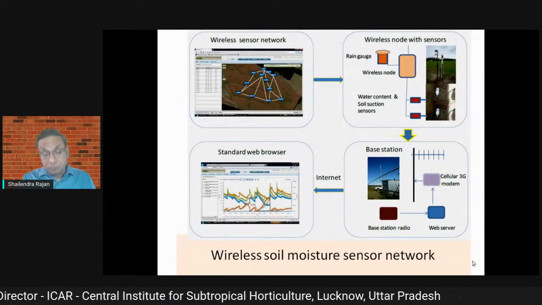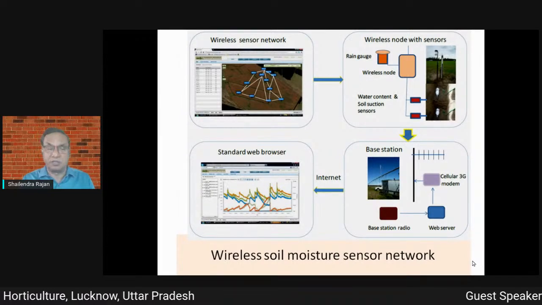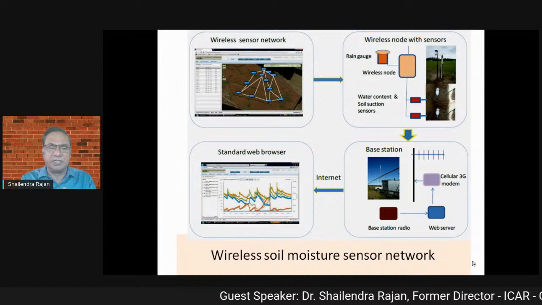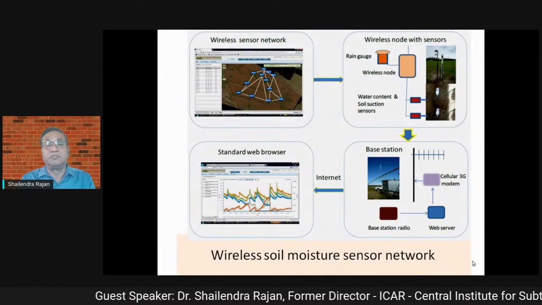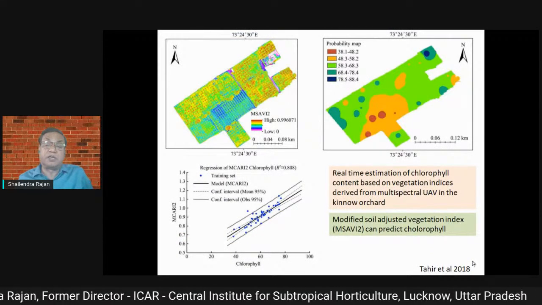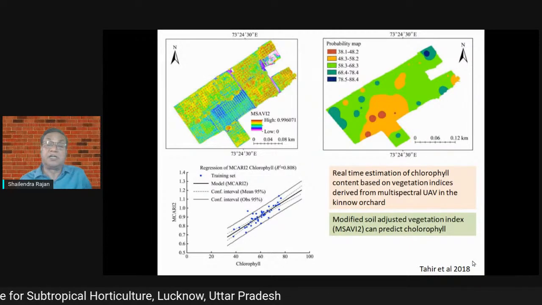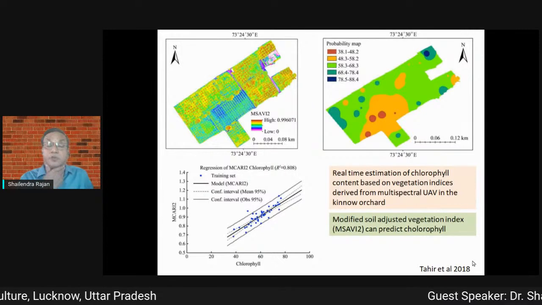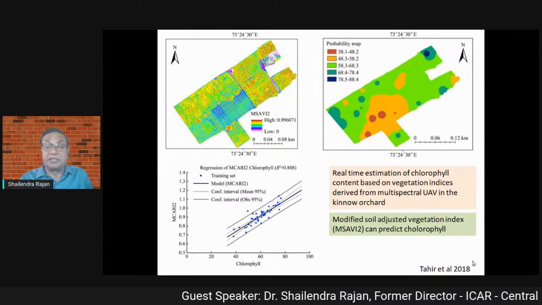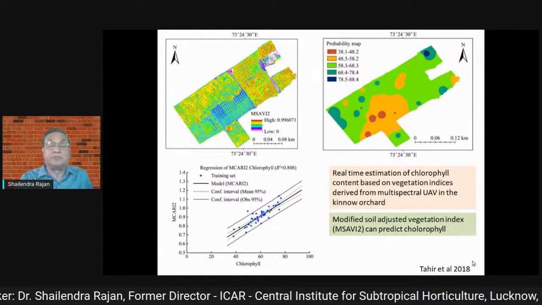So the wireless soil moisture sensor network is also important. It will become important in orchards also, because when we have limited water availability, these technologies will definitely be utilized for that purpose. Then real-time estimation of chlorophyll, which is particularly related to crop health, can be done with simple drones capturing the images, and a simple index, the modified soil adjusted vegetation index, can predict the chlorophyll, and the relationship has been worked out.